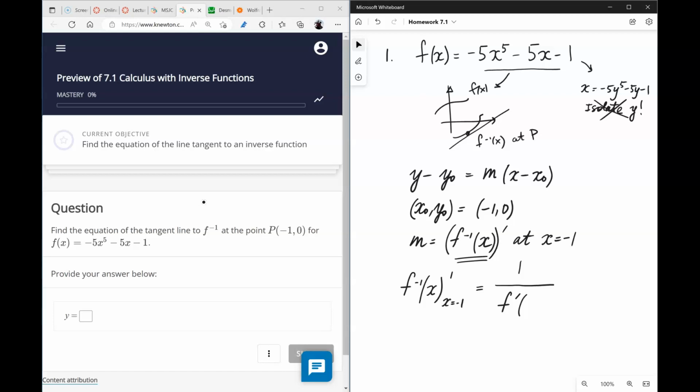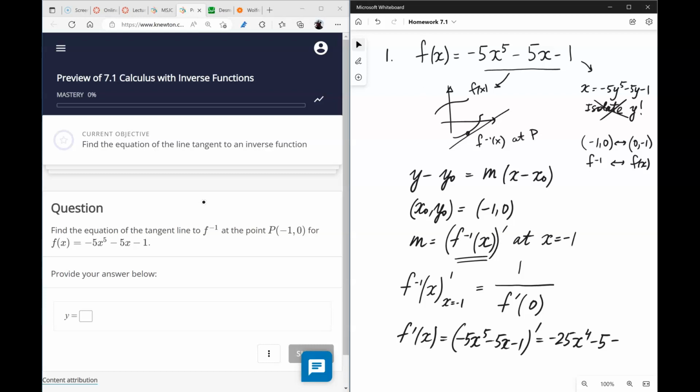And what is the corresponding point to -1, 0? Well, -1, 0 on the inverse function corresponds to the point 0, -1 of the original function. So we're going to be evaluating this derivative at 0. And this is relatively easy. Now, to find the derivative of the original function, we just simply differentiate it using the rules of differentiation. I'm still going to write every single step. So here we have -25x to the 4 minus 5x minus, well, nothing. And evaluating it at 0 gives us -5.